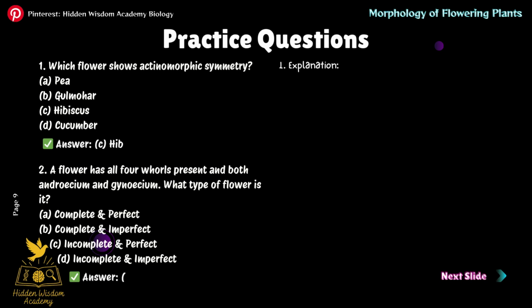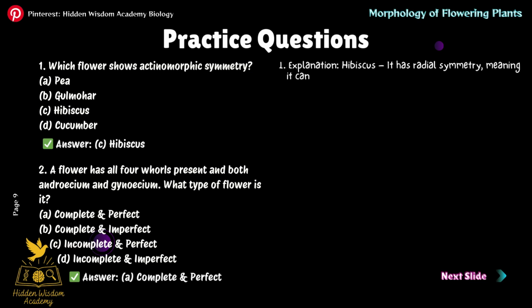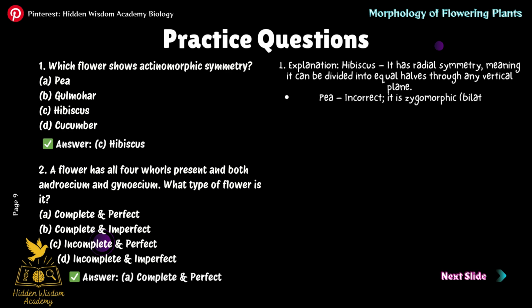Let's practice a few questions to test your knowledge. Let's start with question 1. Which flower shows actinomorphic symmetry? Option A. Pea. Option B. Gulmohar. Option C. Hibiscus. Option D. Cucumber.